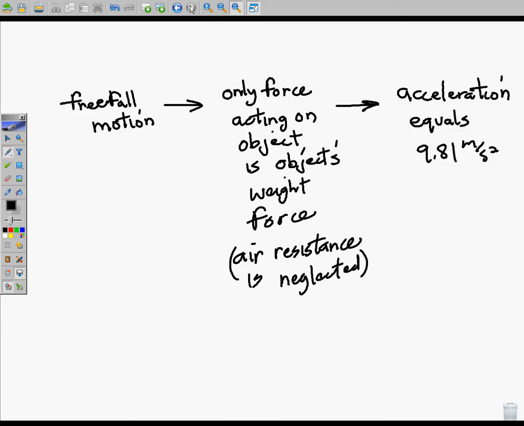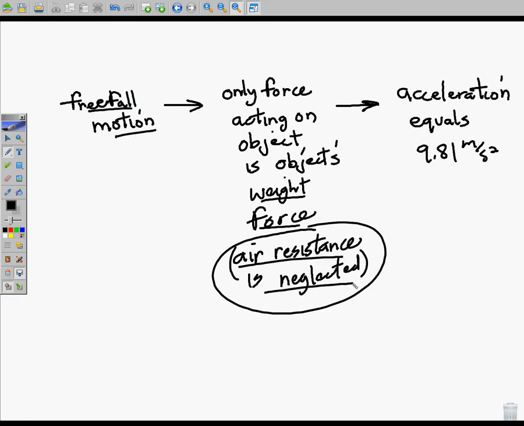then basically we're simplifying the problem and we're saying that the object only has its own weight force acting on it. In other words, we're neglecting air resistance. This is a simplification of reality. The truth of the matter is, on the surface of the Earth, the object would have an air resistance force. But if we're doing a free fall motion problem, we're neglecting air resistance and saying the only force is the weight force. Thus, we know the acceleration would be 9.81 meters per second squared.